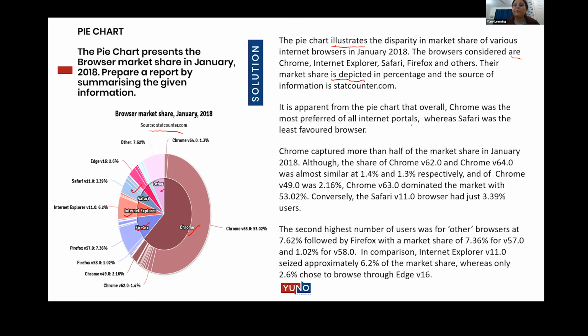Now here, be careful, the tense. So this is all about past. If you notice, it's Chrome and it's Safari. The most striking ones, the others are also there. So overall, Chrome was the most preferred of all internet portals. This was the most preferred, no percentage to be given. So if you have any such values, millimeters, centimeters, pounds, dollars, millions, all those things mentioned, do not mention the values, whichever question it may be. Now, which is the least one? Safari. Whereas Safari was the least favored browser. And this gives us the overview paragraph.